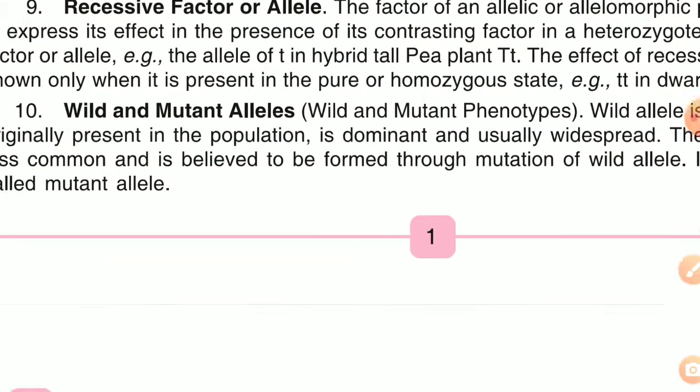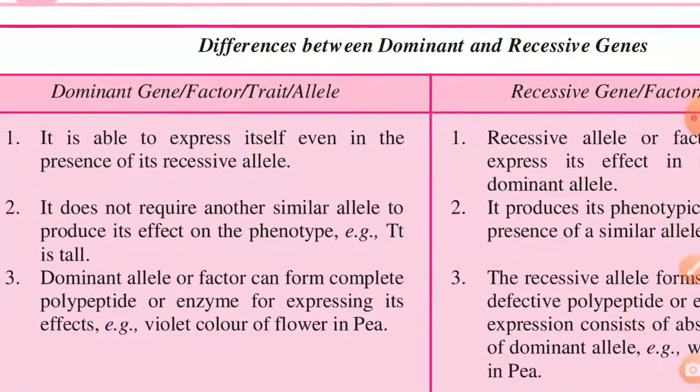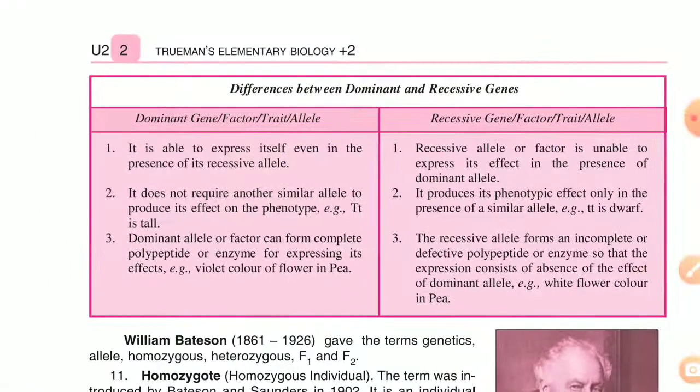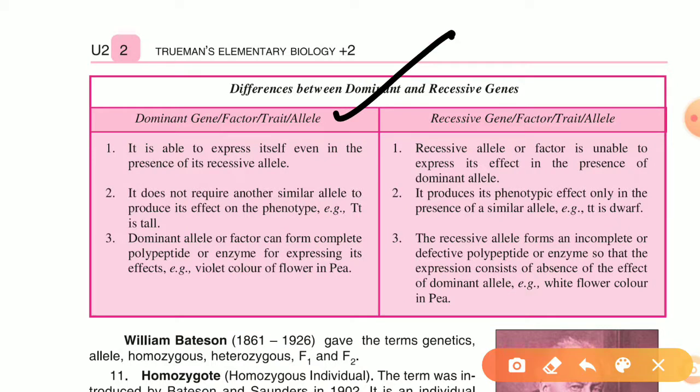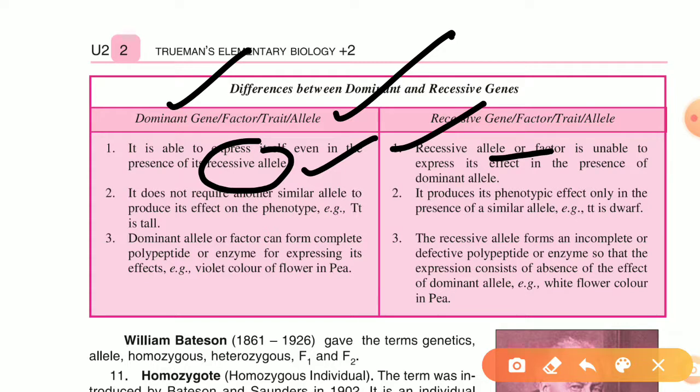Clear? Okay. Now here is given the difference between a dominant allele and a recessive allele. So go through the difference. Very important it is. Dominant allele is that which is capable to express itself even in the presence of a recessive allele. But recessive allele is that which is capable to express only when both are recessive. It is not capable to express when the other one is dominant.